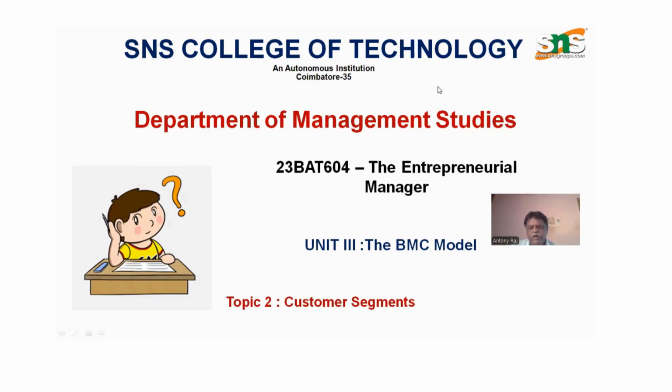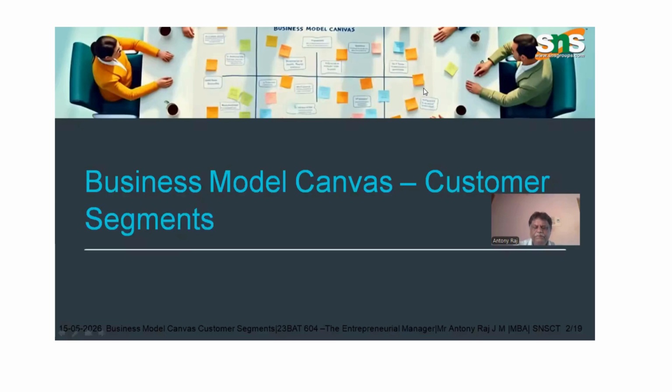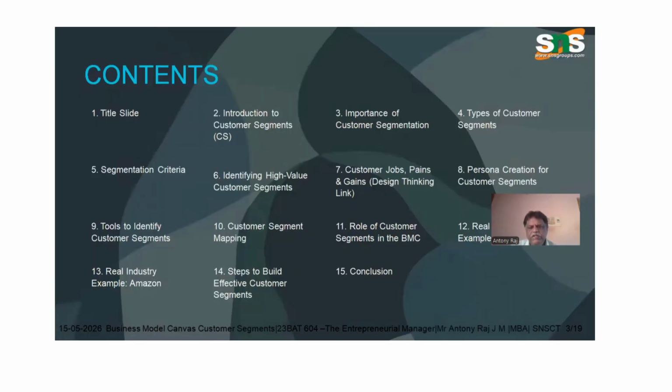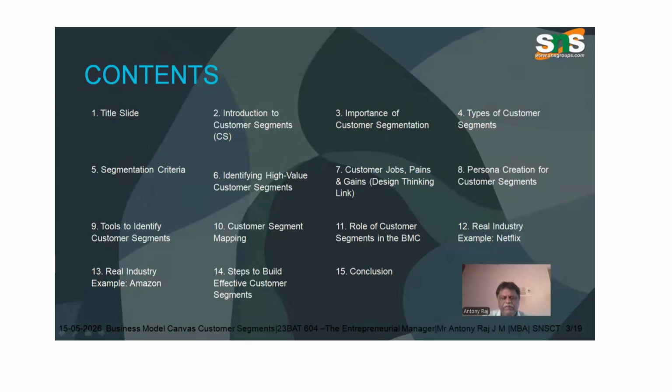Here we want to see a topic from Unit 3, which is the business model canvas. The topic today for the discussion is customer segments. So let us get into this discussion. This is the slide, and these are the contents we're going to be discussing today. There are 15 areas which we are going to discuss very clearly so that you understand the customer segments with respect to the business model canvas.